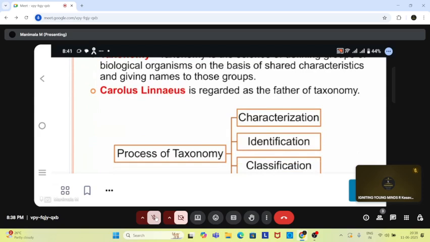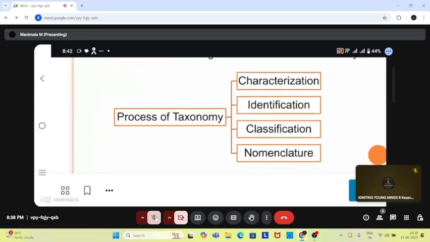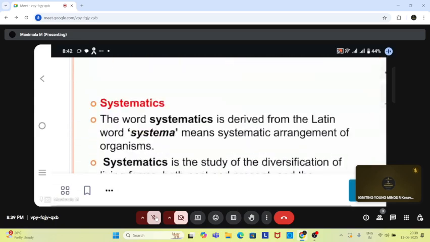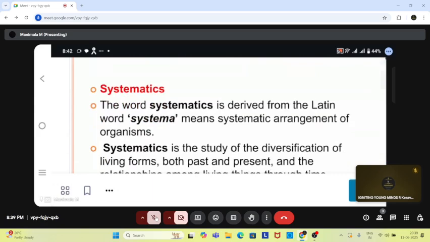Okay, so the general basic characters of the process of taxonomy. If you take taxonomy, the basics are characterization, identification, classification and nomenclature. These are the basic processes of taxonomy. Got it? Is it clear?